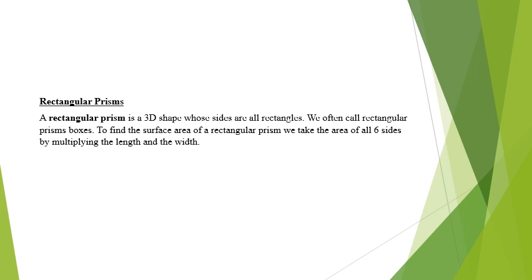So we're going to start by looking at rectangular prisms. A rectangular prism is a 3D shape whose sides are all rectangles. We often call a rectangular prism a box. So if you think of a box, that is a rectangular prism. To find the surface area of a rectangular prism, we take the area of all 6 sides. So the front, the back, the right, the left, and the top and bottom, by multiplying the length times width each time because they're all rectangles.